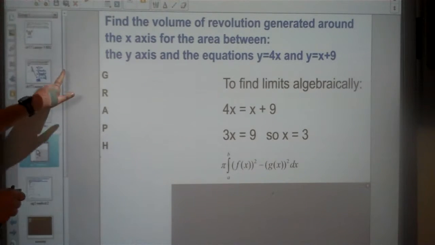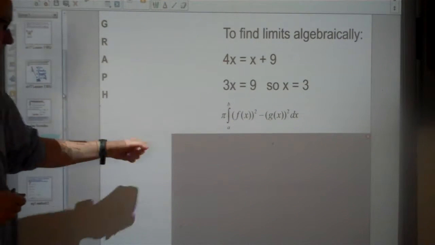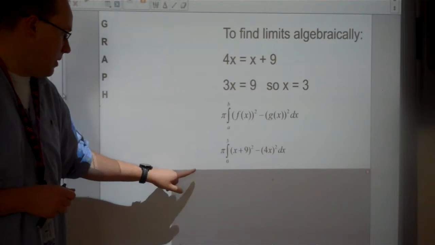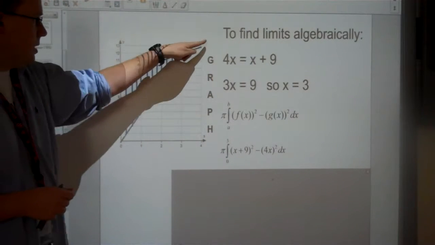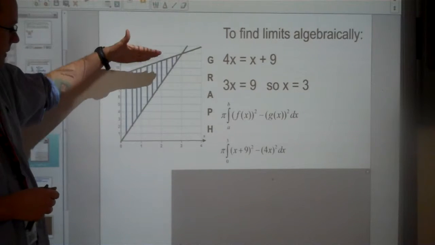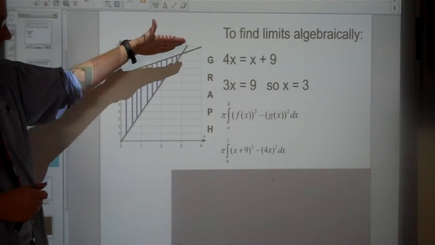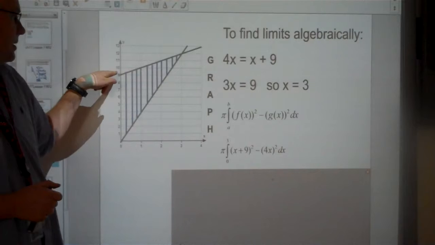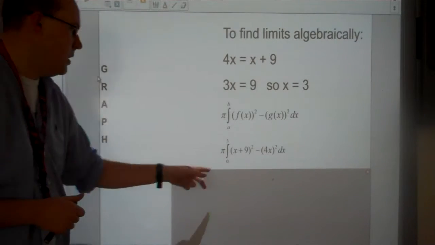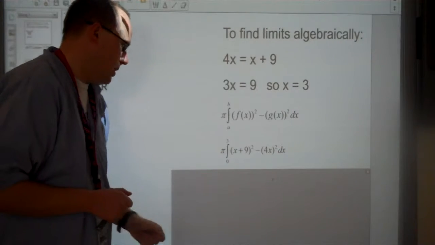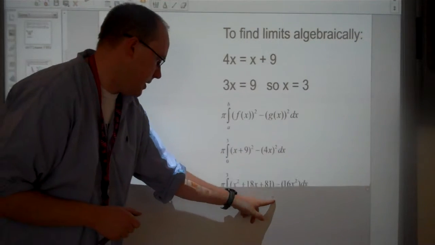So write out your formula to show the examiner you know what you're doing, and then substitute in the two equations. Now once again, just to make sure we got this the right way around, this one is furthest away, or this is the highest one up, so we should be using this one as f of x, and you can clearly see this goes through 9, so this must be x plus 9 here. Minus g of x all squared, and then we can start to work out the answer.